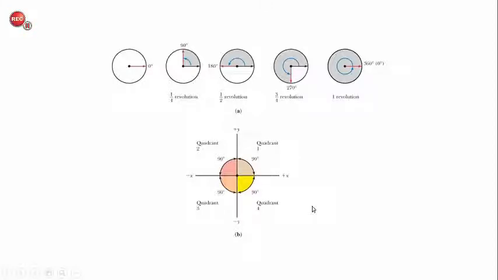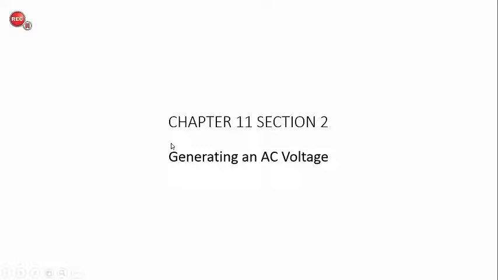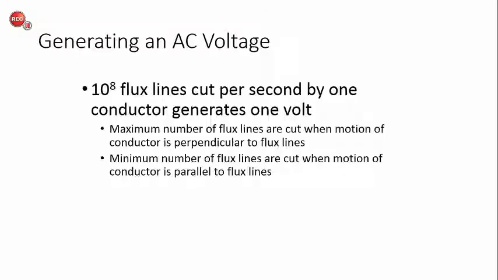This is section 2, generating an AC voltage. So if 10 to the 8th flux lines, which is 1 Weber, were cut in 1 second by a single conductor, that conductor would generate 1 volt across it. 1 volt would be induced across from one end to the other of that conductor.